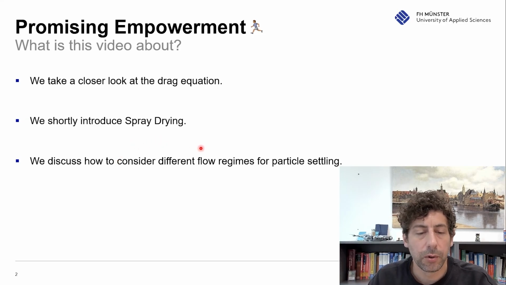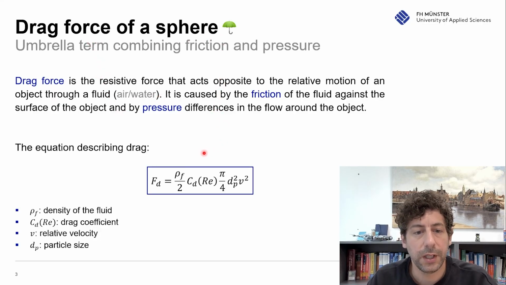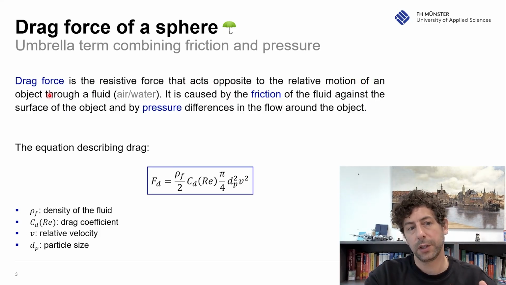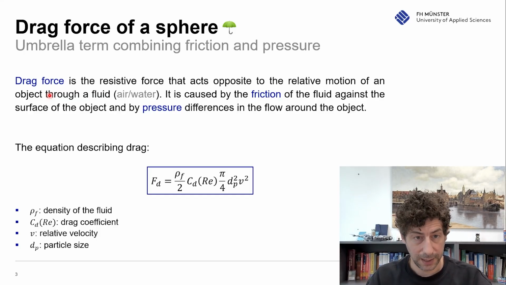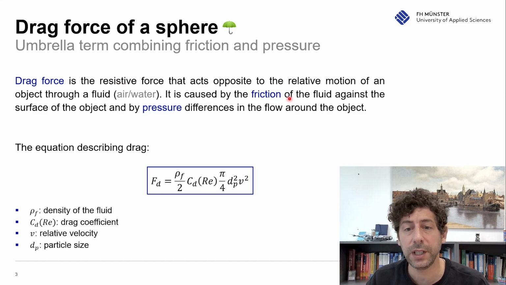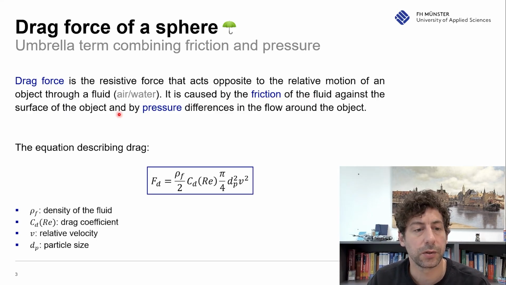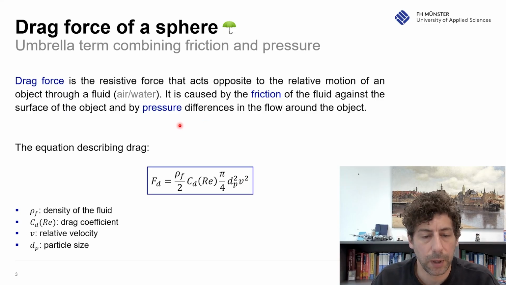dimensionless looks. So the drag equation, or the drag force of a sphere and the related equation, should be familiar to you already. Drag force is the resistive force that acts opposite to the relative motion of an object through a fluid. If a particle goes through air or water or another fluid, it will feel a drag against its motion, and this drag comes from the friction of the fluid. The fluid has friction on the surface, and there could also be a pressure difference around the object, and this will also cause drag.